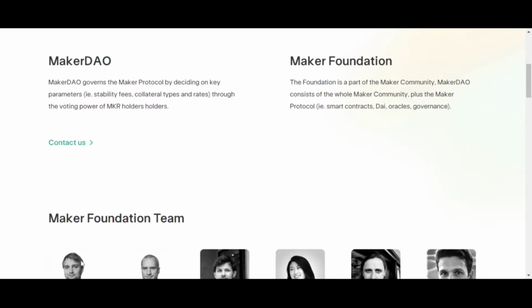There's not a lot known about their actual founder, but we'll cover that here in a second. So basically, as they say, the Maker Foundation is a part of the Maker community. MakerDAO consists of the whole Maker community plus the Maker protocol, i.e. smart contracts, DAI, oracles, and governance.